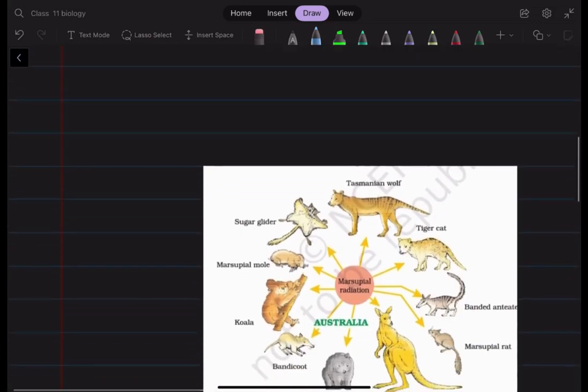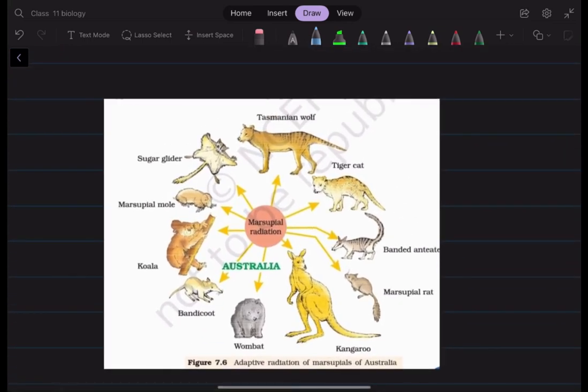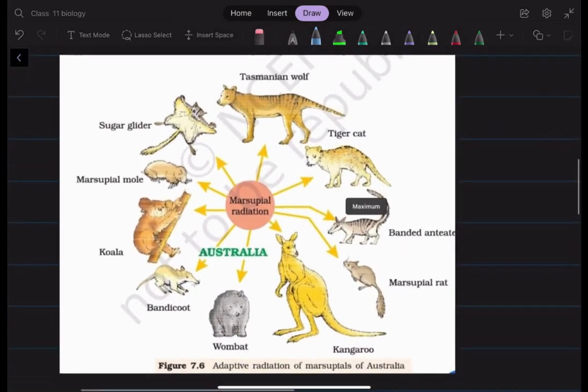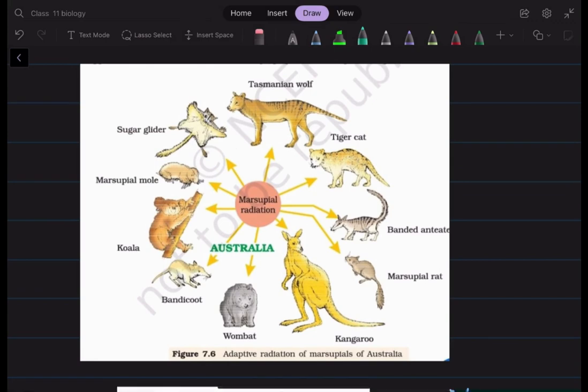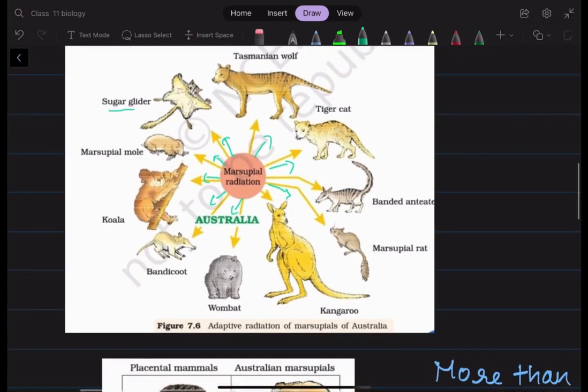Moving on to another example of adaptive radiation is the marsupial radiation that happened in Australia. You can see from a common ancestor which slowly moved on to different geographical areas, it gave rise to different kinds of species according to the conditions of the different geographical areas in Australia. You can see we have koala, bandicoot, kangaroo, tiger cat, sugar glider, that is the flying squirrel, marsupial mole, tiger cat, etc.